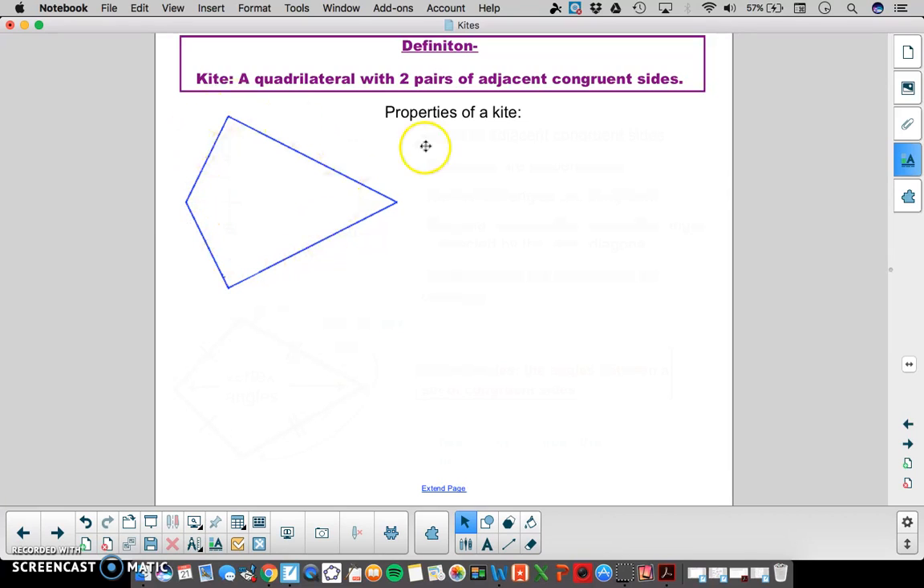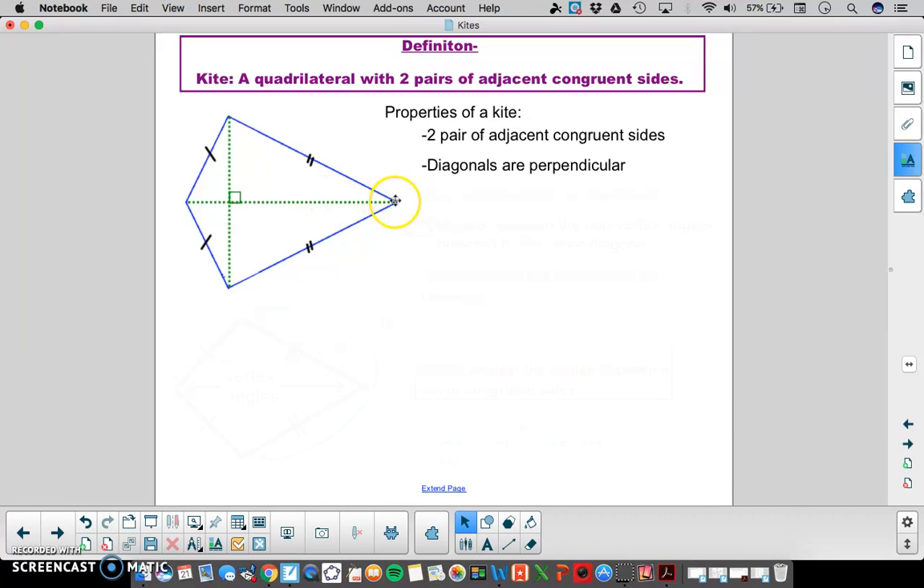Okay, we have a kite here. Our first property is two pairs of adjacent congruent sides. So the two sides here are congruent, they're the ones next to each other. And then we have another pair of congruent sides that are next to each other here. The next property is that the diagonals are perpendicular. So when we connect opposite vertices, we get these diagonals, and they actually always make a right angle.